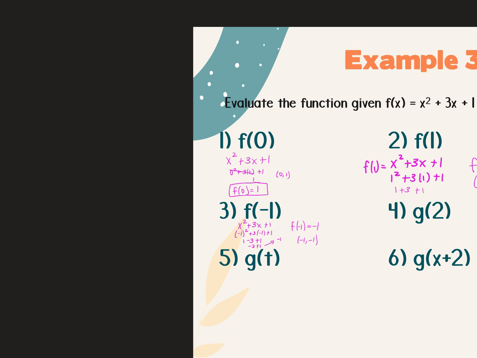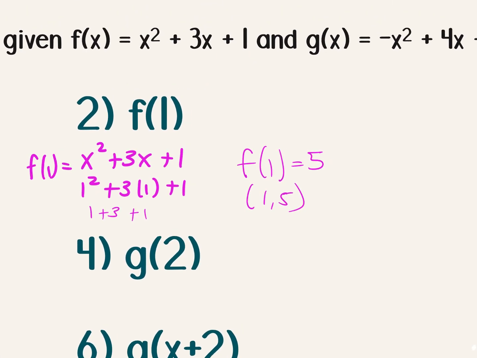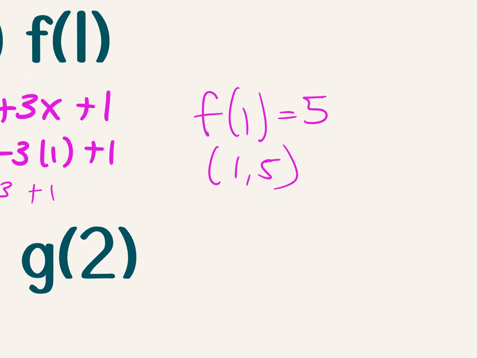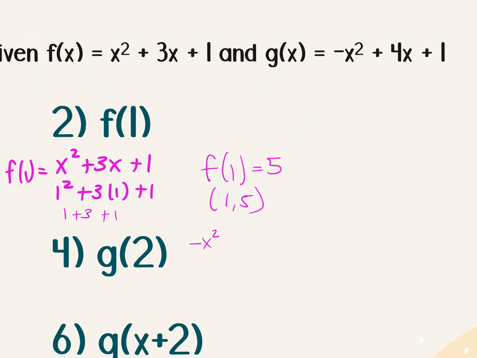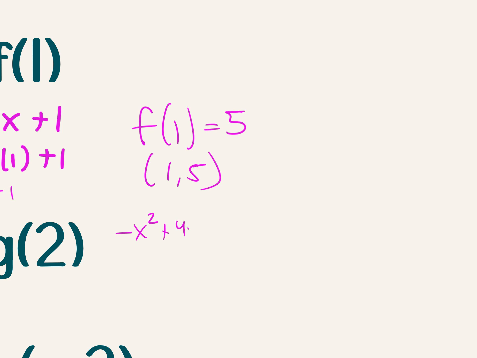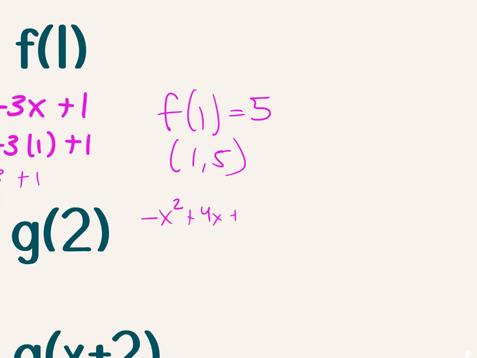All right, so now how does this change? We're going to do the exact same thing, but we're plugging in 2 into what equation? The other one. So it's -x squared plus 4x plus 1. Guys, what do you notice about this equation? Where is the negative? It's out in front. When I plug in a number here, do I square it first or do I multiply it by negative? You're going to square it first. Do you guys see that?